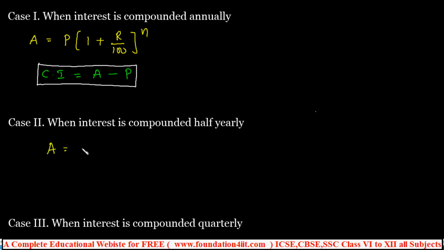Same A is equal to P into 1 plus. Previously the rate of interest is R, but if it is compounded half yearly, the rate of interest must also be half. Previously, if it is 10%, compounded half yearly is 5%. So that's why you do R by 2, or else you can write 1 by 2 into R, divided by 100 as it is, whole to the power. In the place of n, you will write 2n, because n is the number of years. For example, if it is 3 years, 3 into 2, so 6 half years will come.